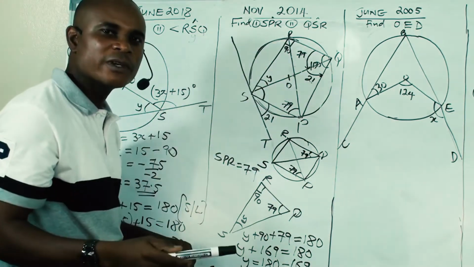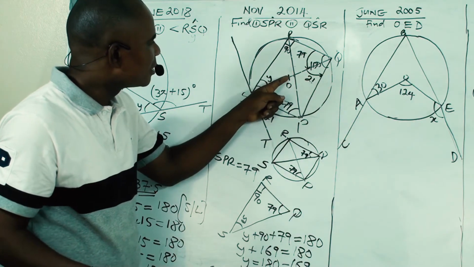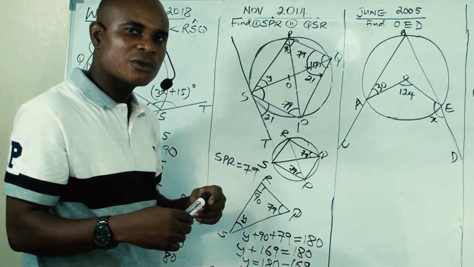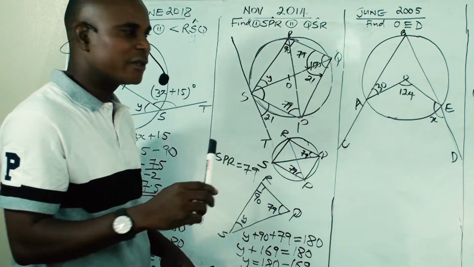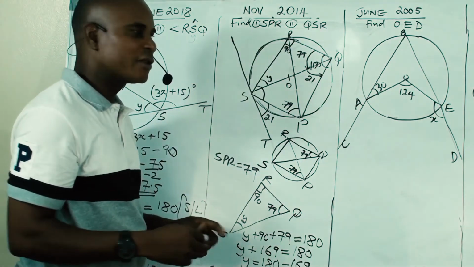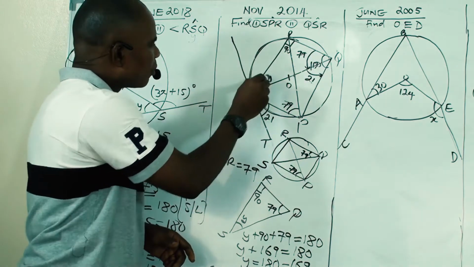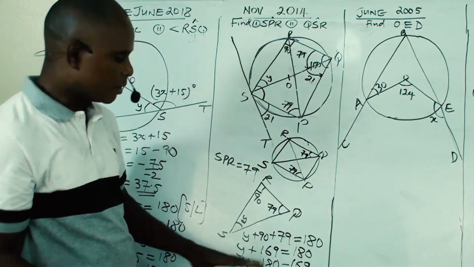How did I get 90 over there? This 90 is because this is a diameter. It's dividing the circle into equal halves, and we said angles formed in the semicircle must always give us 90 degrees. So this gives me 90 degrees. So 90 plus 79 plus Y gives me 180. That's how I got the other one there.